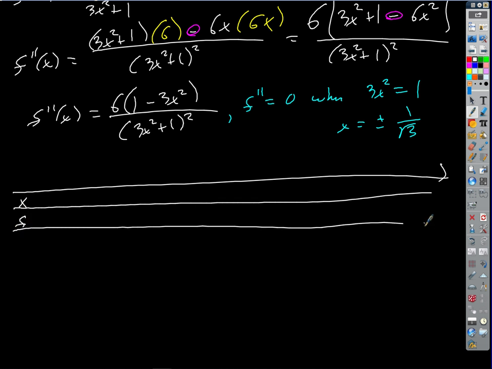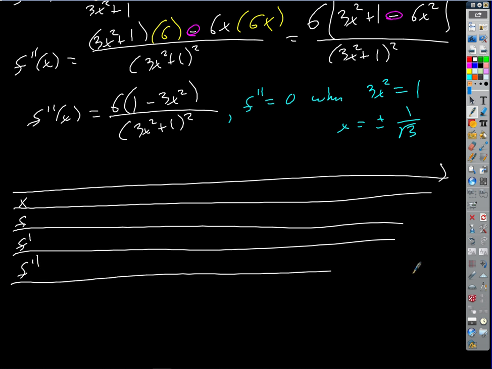And I can't stop myself from putting those rows. Just can't help myself because I know what we're going to be doing with them later. I don't want to get in the habit of leaving them out of there. But infinite domain, critical numbers of the first derivative are just positive 1 over root 3, so that's just some decimal between 0 and 1, and negative 1 over root 3.